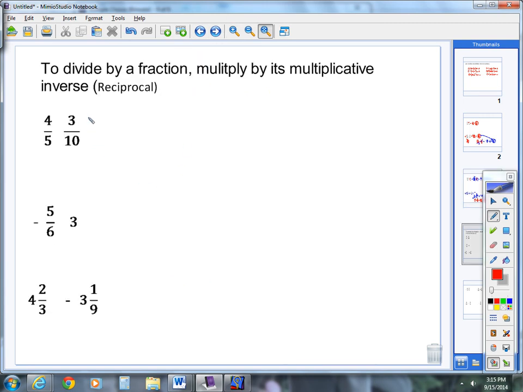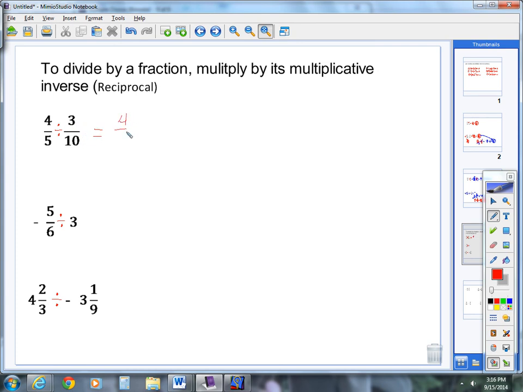Now I would like you to take some time and we are going to do division. Let me put these division symbols in here because my computer program would not do that. All right, so let's remember that to divide a fraction, we multiply by its multiplicative inverse, which you also know as the reciprocal. So remember, we change the division to multiplication, we flip the second fraction or take the reciprocal.